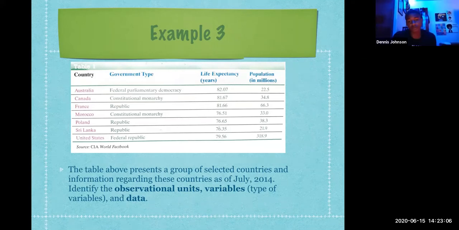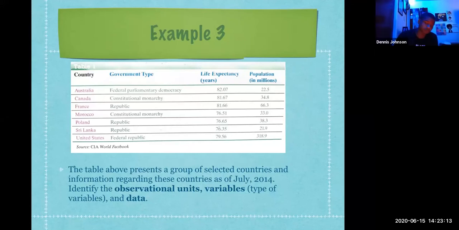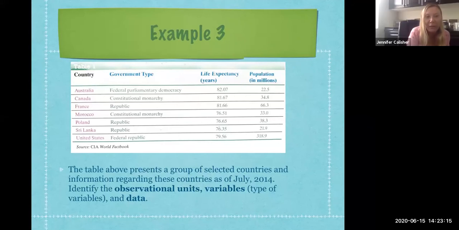The group. Say that again. Like the country. Exactly. Yeah. The observational units are the different countries we have. So we have Australia, Canada, France, Morocco, Poland, Sri Lanka, and the United States. Perfect. So the next thing is, what are our variables, Madison?